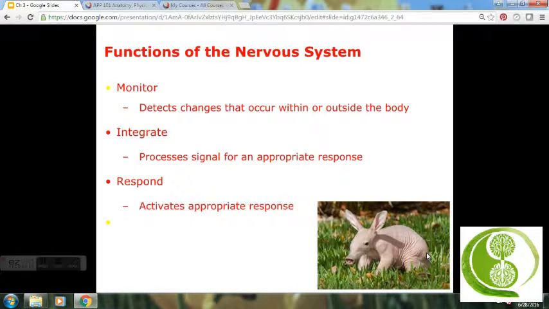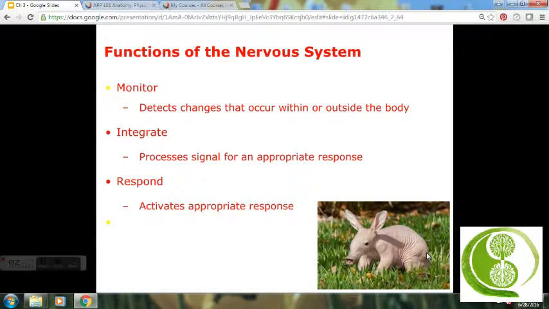Okay, I think our slides are a little bit out of order here. I was wondering why we skipped over the functions of the nervous system. Okay, so back to page 117. We'll finish up with the anatomy portion.